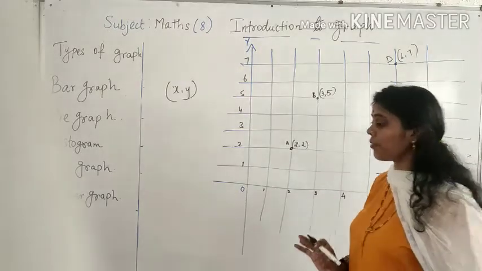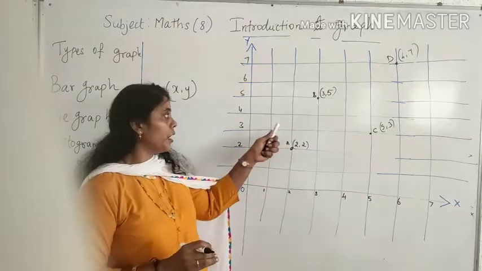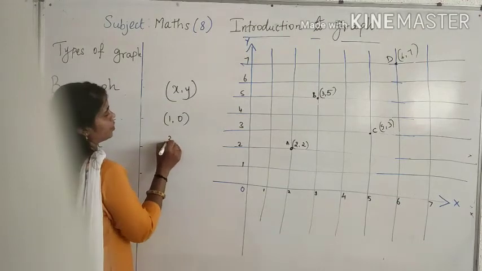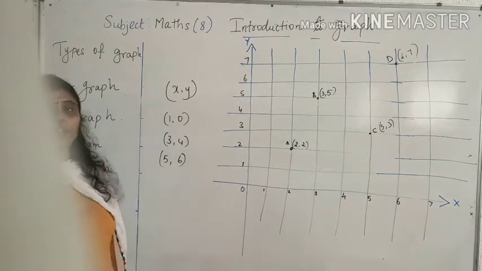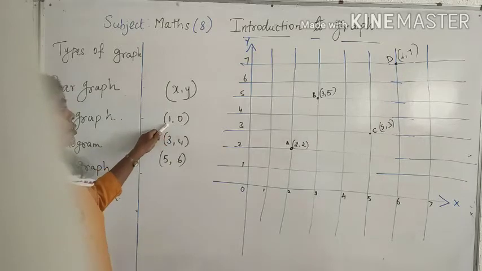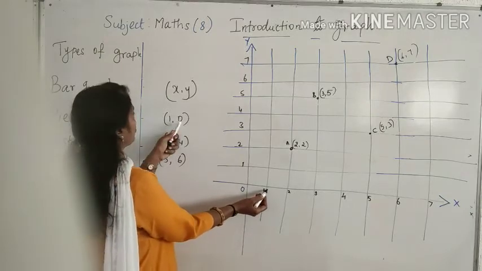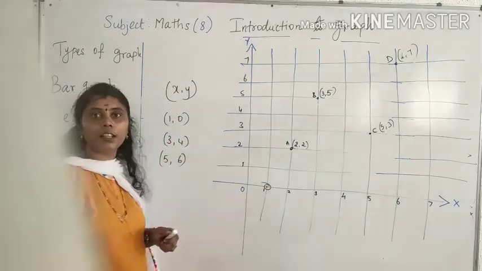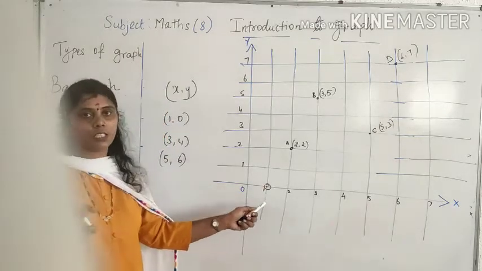Suppose the coordinates are given to you directly. How can you mark them on the graph? How can you represent them on the graph? Suppose I give 1 comma 0 and 3 comma 4 and 5 comma 6. Like that the coordinates are given. How can you represent them on the graph? It's very simple. 1 comma 0. First you have to go to the X coordinate. So X is 1, but Y is 0. Y is 0 means it stays on the X axis only. Right? So X is 1, Y is 0.